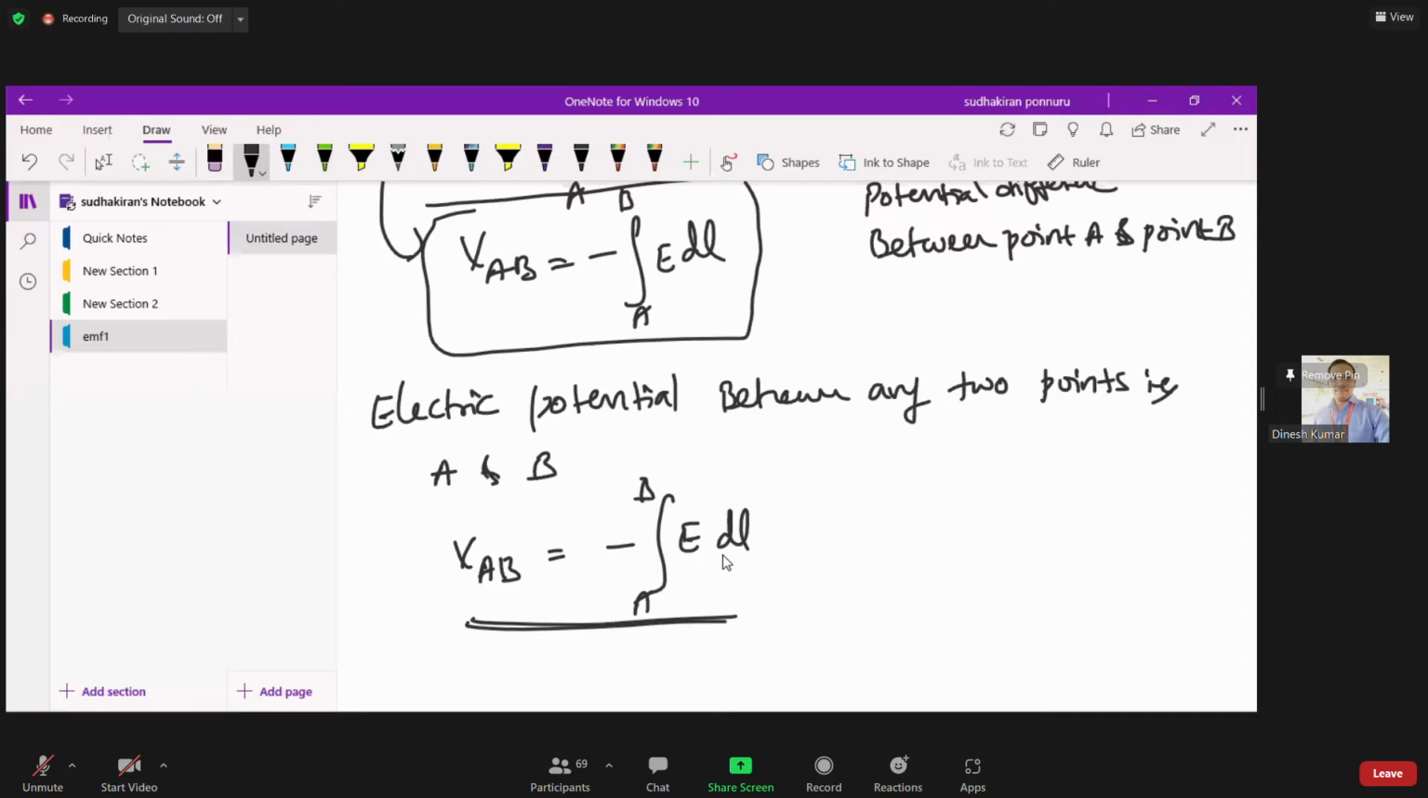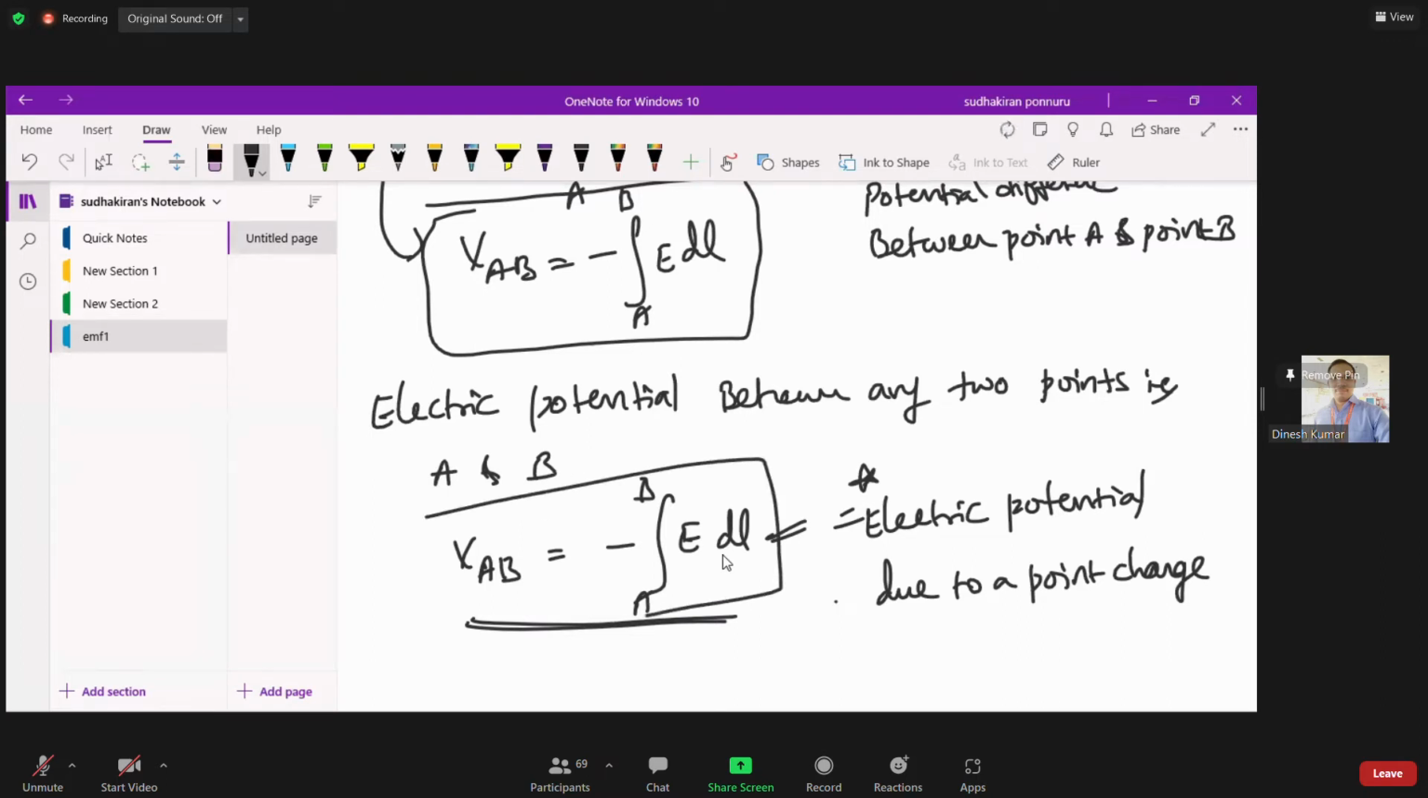By making use of this expression, we are going to derive one of the important derivations, that is the electric potential due to a point charge. This question has been asked many times. This is just a potential between any two points, and now we are going to take a point charge and apply different cases on it, and for each case we are going to derive one separate expression.